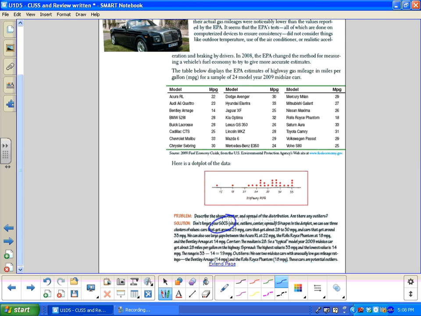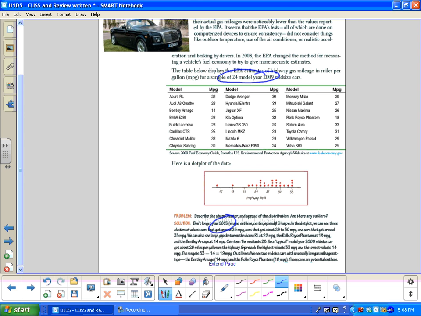Okay, so let's take a look. Shape is sometimes the trickiest, so let's start with center. We could do one of two things. We could count the number of dots we have, or we could figure out how many cars we have here. Does it say in the problem somewhere? 3, 4, 5, 6, 7, 8, 8 times 3. So we have 24. Yeah, there it is right there.